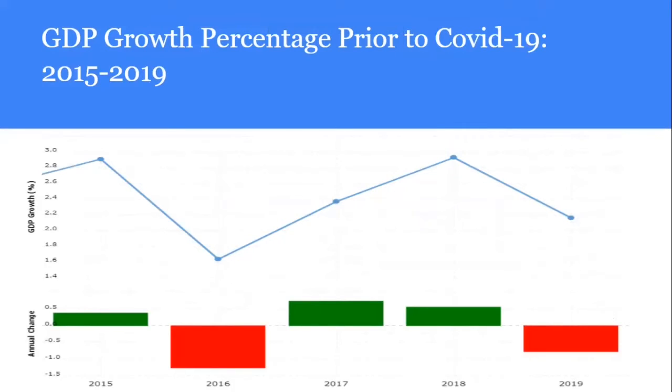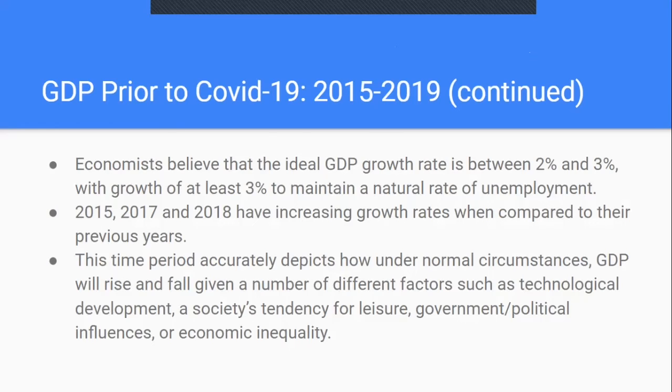But from an economic perspective, there weren't any major events in these years that would have affected the GDP growth that much, aside from a shift in policy when Trump was elected in 2016. Economists believe that the ideal GDP growth rate is between 2% and 3%, with growth at least 3% to maintain a natural rate of unemployment.